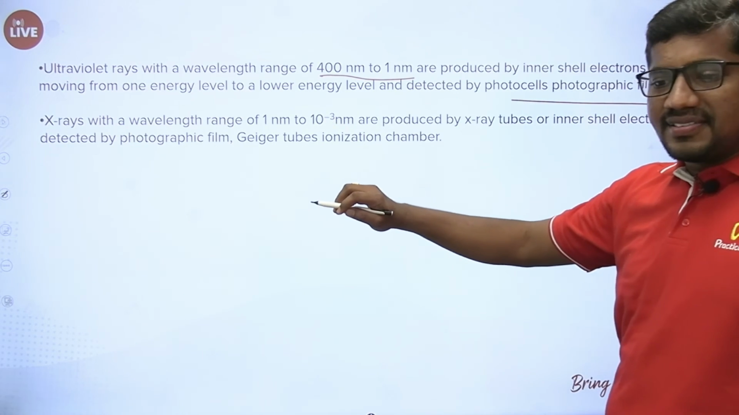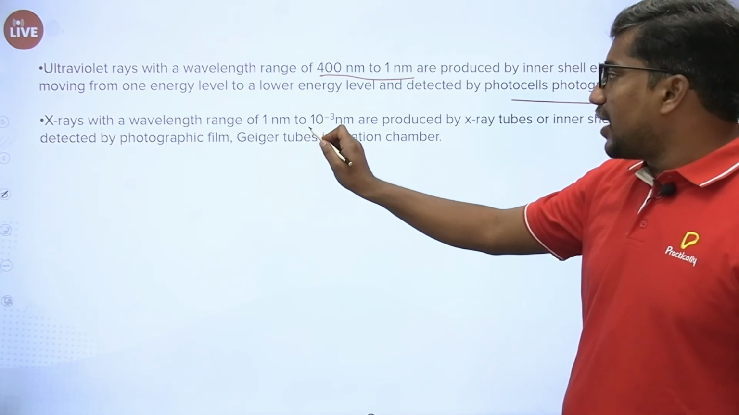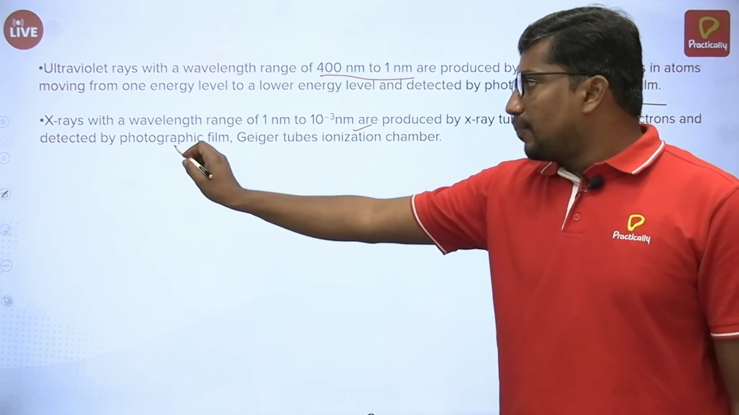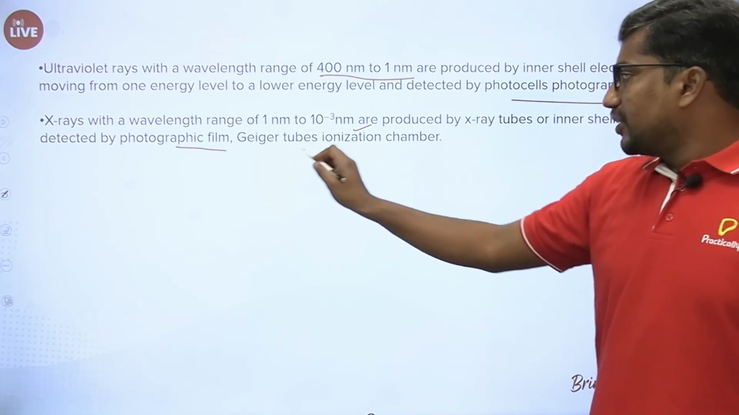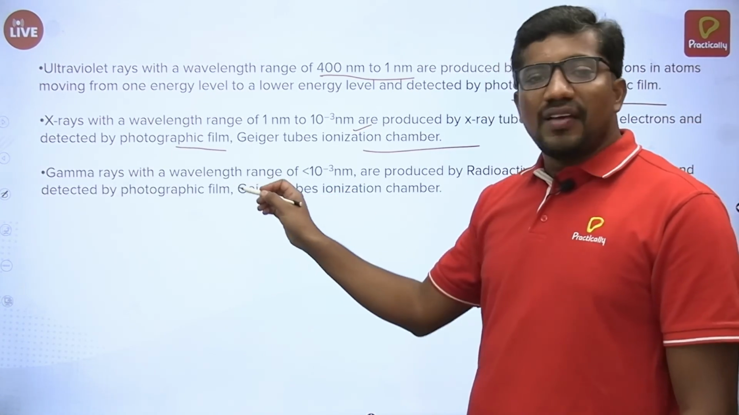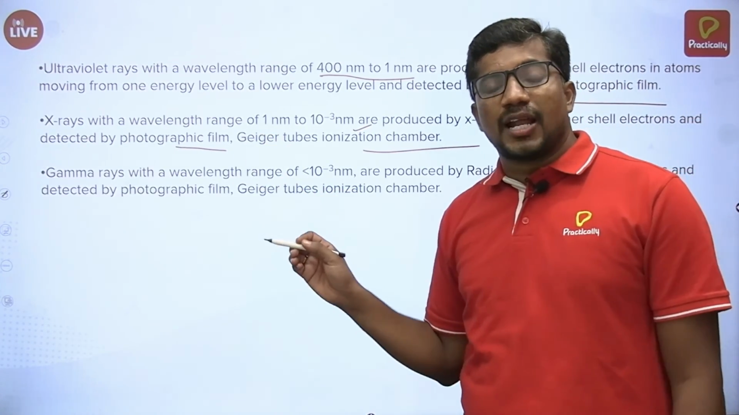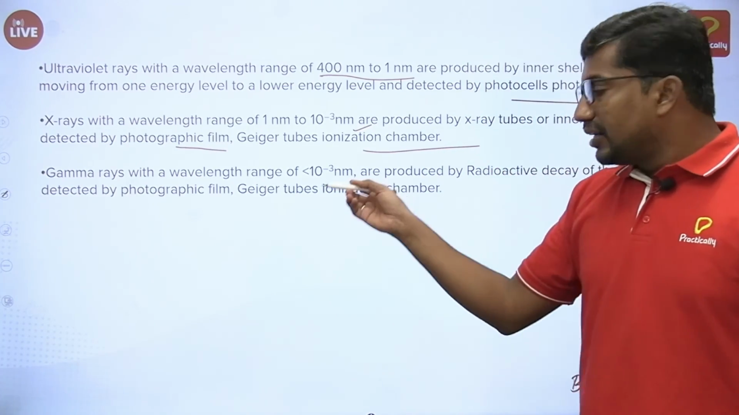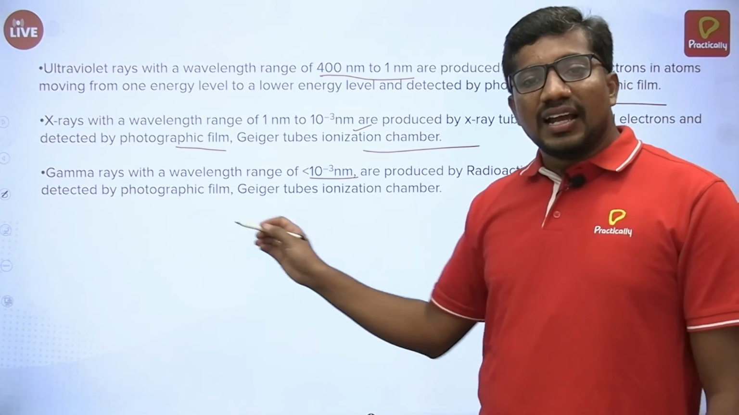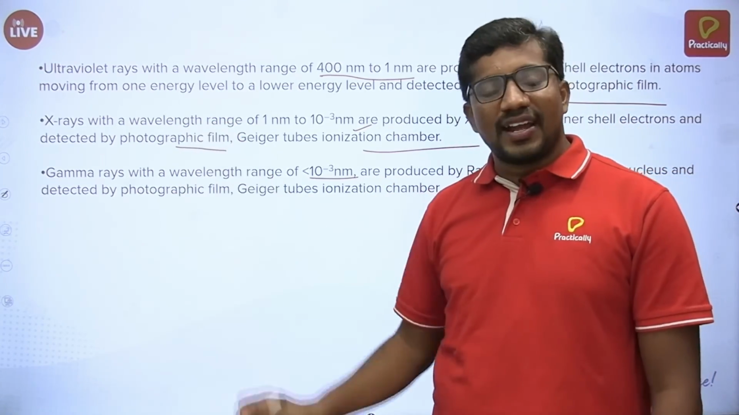X-rays range from 1 nanometer to 10 power minus 3 nanometer, and can be detected with the help of photographic film, Geiger tubes, and ionization chamber. Gamma rays can be detected in the same way. Their wavelength varies from 10 power minus 14 meter to 10 power minus 10 meter, which is less than 10 power minus 3 nanometer, and the detection process is the same as for X-rays.